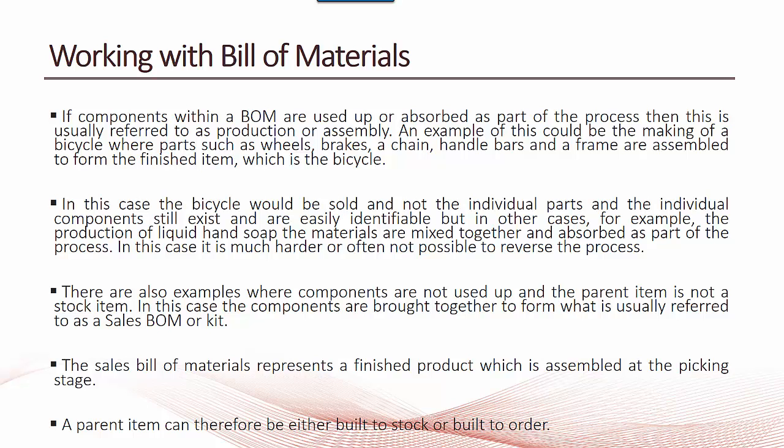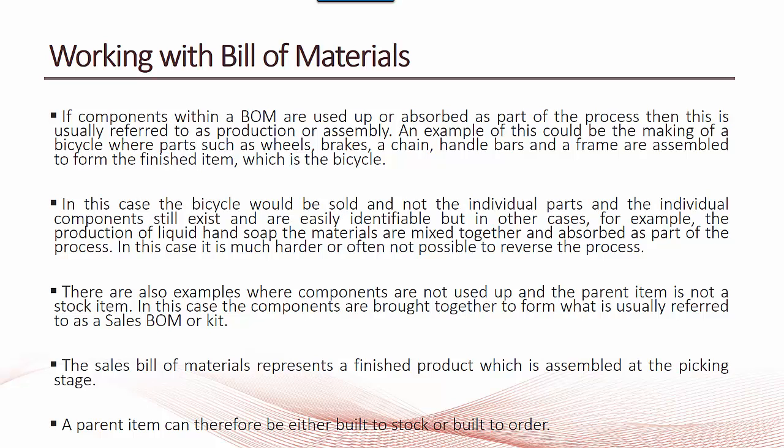There are a number of ways the WMS can work with BOMs, as described earlier. Where components within a bill of material are used up or absorbed as part of a process, then this is usually referred to as production, manufacturing or assembly. An example could be where the finished item, a bicycle for example, and the components are parts such as wheels, brakes, chain, handlebars and a frame, for example, are assembled to form the finished item, in this case the bicycle.